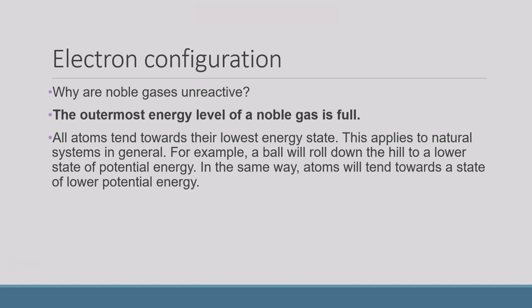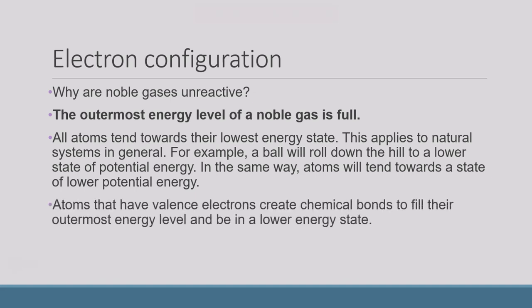All atoms tend towards their lowest energy state, and that applies to all natural systems. We kind of all tend towards laziness. A ball will roll down a hill to a lower state of potential energy. That's just how natural systems work. In the same way, atoms also tend towards a state of lower energy.